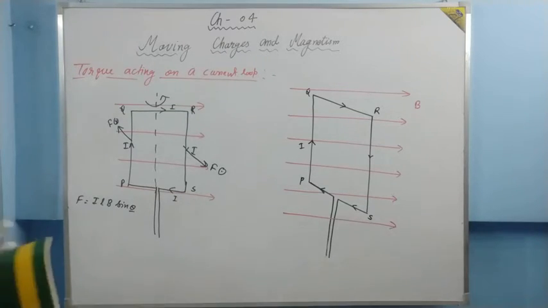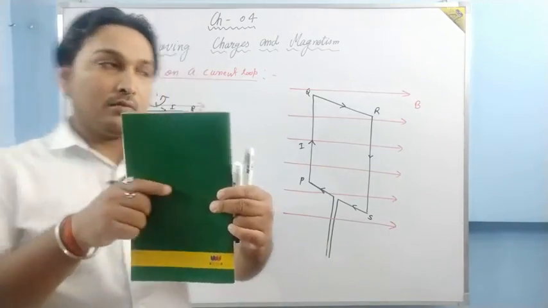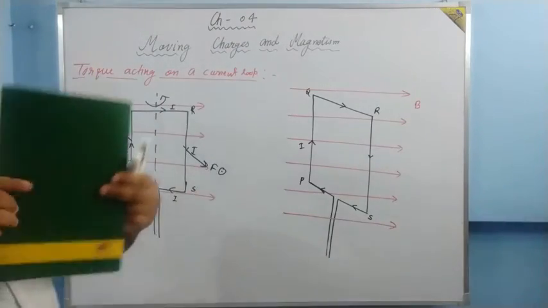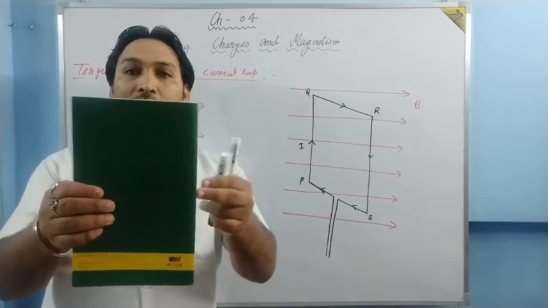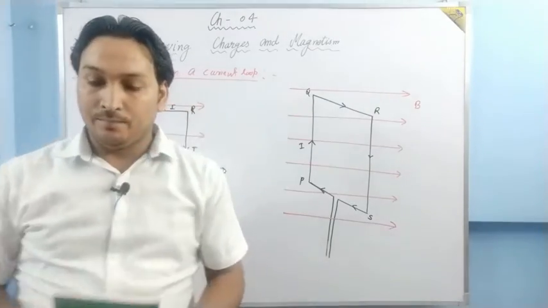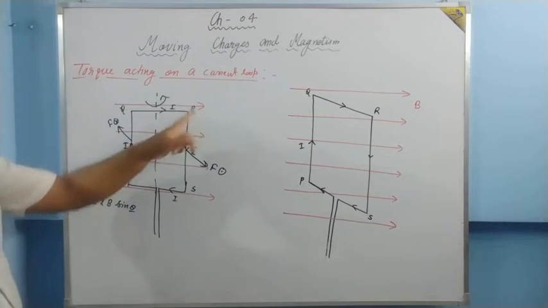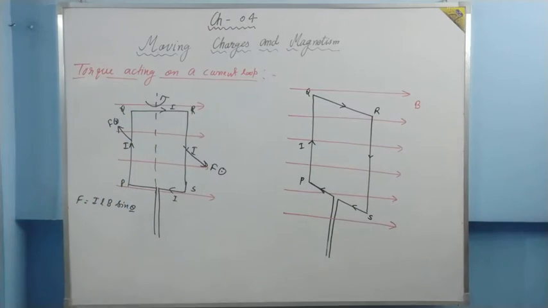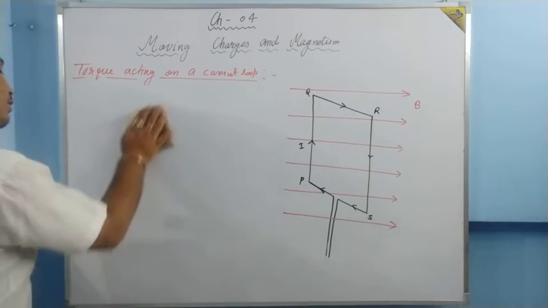If this is the coil, PQRS, at this edge the current is inward, and at this edge the current is outward. So this coil will rotate. But it is a particular case, when the loop is kept like this, that the force on QR and force on SP is 0. But suppose this coil is rotated a bit by an angle theta, then we are going to have this diagram.